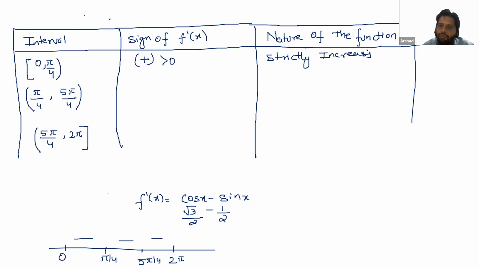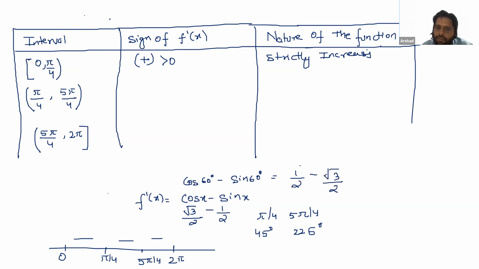Next is pi by 4 to 5 pi by 4. Pi by 4 is 45 degrees, and 5 pi by 4 is 225 degrees. Seth, any angle between 45 and 225? 60. We can take 60. Put here cos 60 minus sine 60. Cos 60 is 1 by 2, and sine 60 is root 3 by 2. Seth, is it positive or negative? Negative. Very good. So it is less than 0, and we will write strictly decreasing.